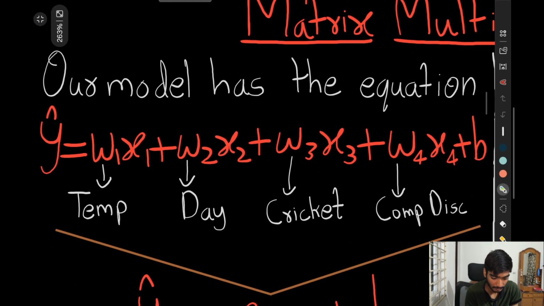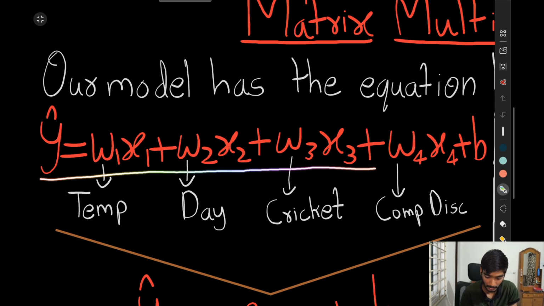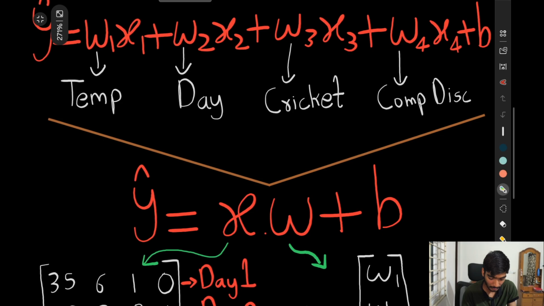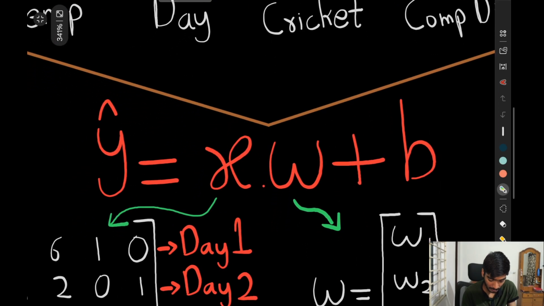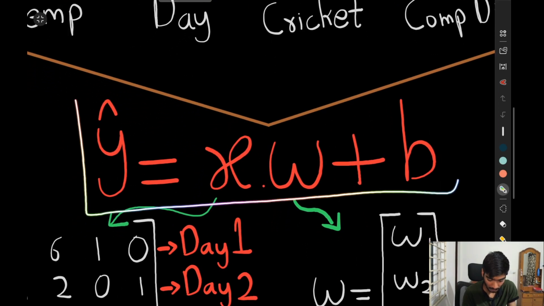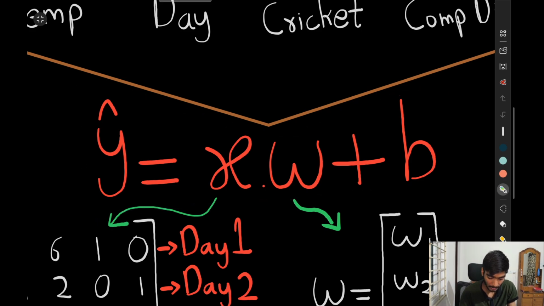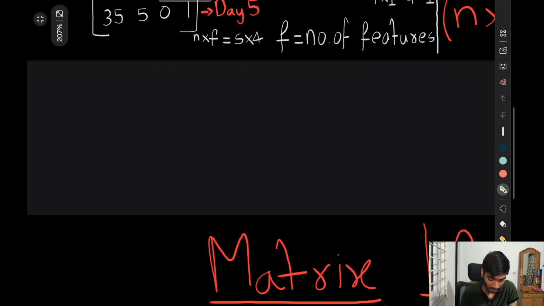The original equation of our model is y equal to w1 x1 plus w2 x2 plus w3 x3 plus w4 x4, where w1, w2, w3 and w4 represent the weights of the features of the model. So we need to convert this complex equation into something much simpler, such as y equal to x dot w plus b. Remember the table from the previous one.